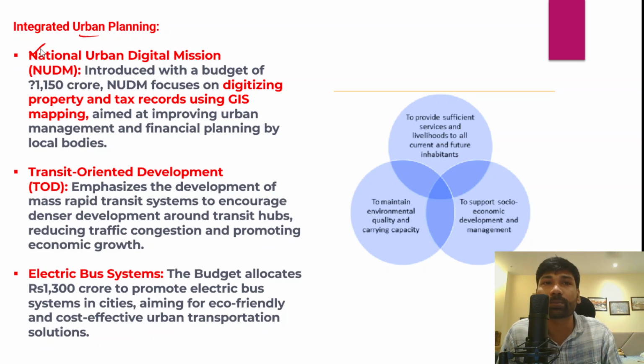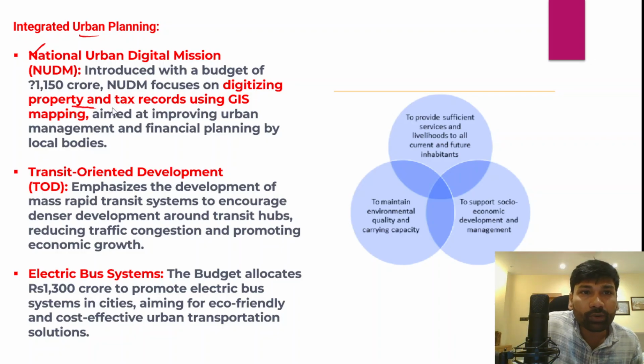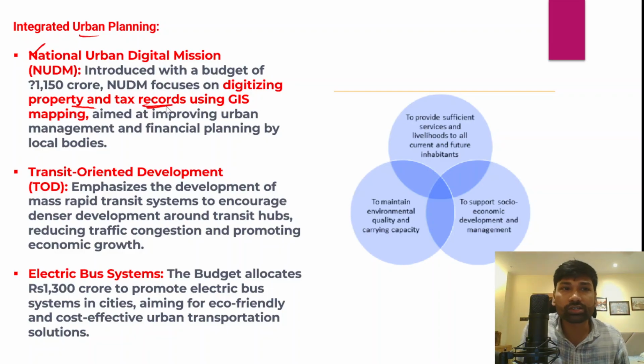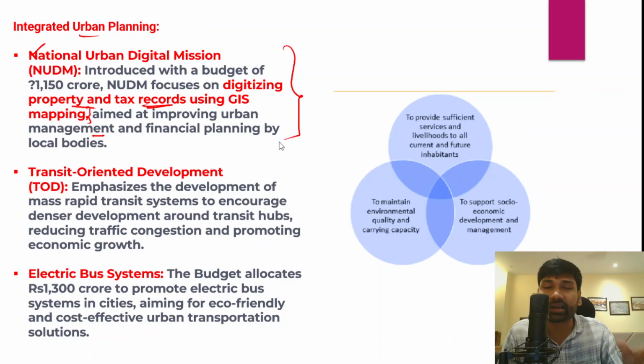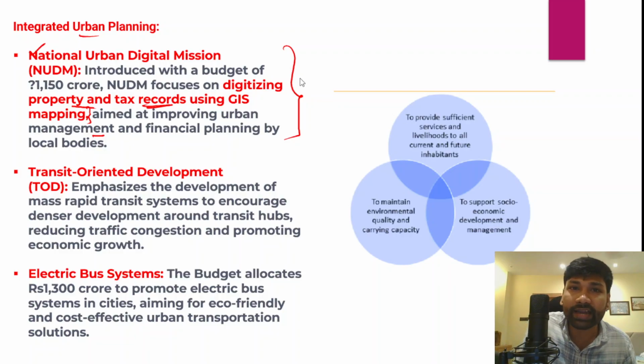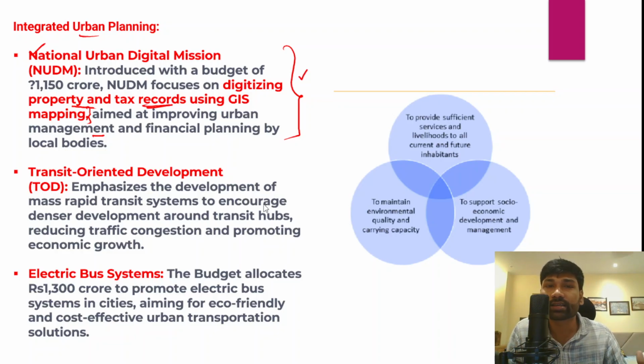This National Urban Digital Mission essentially focuses on digitizing property and land tax records using GIS mapping. So overall, it aims at improving urban management and financial planning. Thereby, when they have proper tax records and digitized existing property, there will be better tax collection and financial autonomy of these municipal areas, and that would also result in better planning and development of municipal areas.